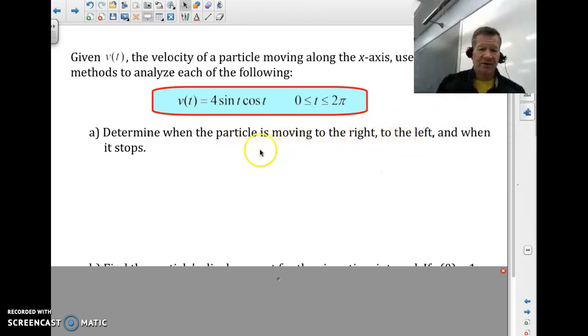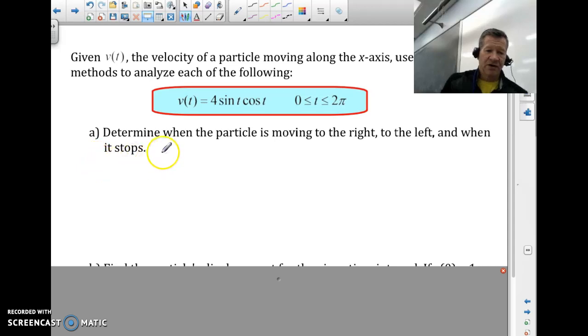To find out where it moves right, left, and stops, we find out where the velocity is positive, negative, and 0. So to find out where velocity is positive and negative, I first need to find out where it's 0. So where does 4 sine t cosine t equal 0? Well, in the interval from 0 to 2 pi, it will equal 0 wherever either sine equals 0 or cosine equals 0. Now sine will equal 0 anywhere on the x-axis.